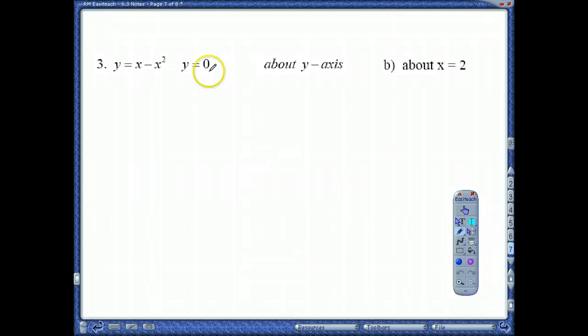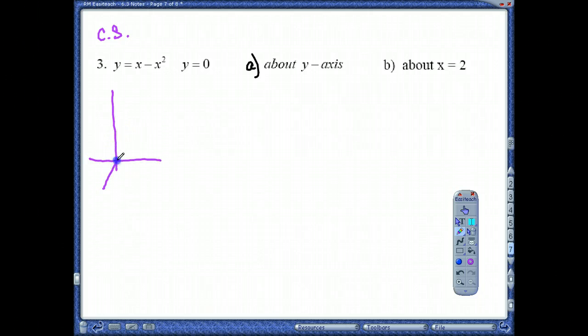Number 3 here, we're multitasking. We're going to do part A, which is about the y-axis, and then part B, which is about the line x equals 2. Right off the bat, I notice this is the y-axis and this is a vertical line, so they're going to be very similar to each other. When I look at my equation, I have no choice. I can't solve this for x, so I have to do cylindrical shells. I don't have a choice like I did in the last 2 examples. Well, that's not really so bad because this one works out beautifully with cylindrical shells.